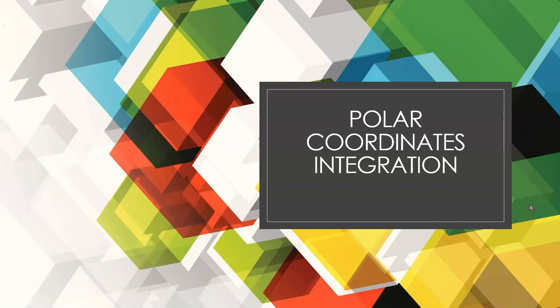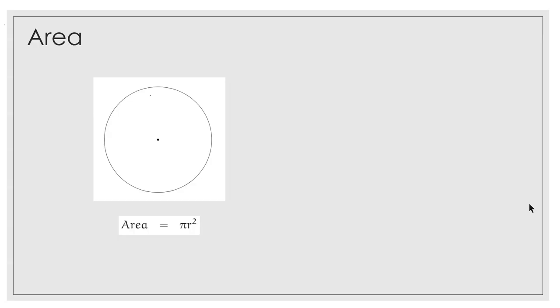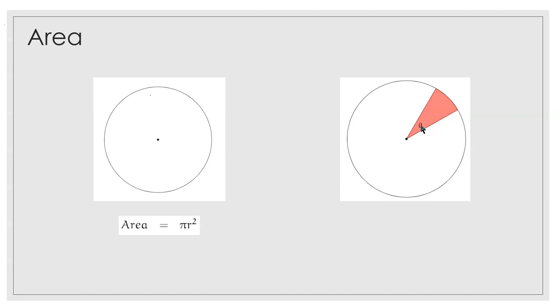Okay, so first let's do a little review. We have the area of a circle is pi r squared. If I want the area of a sector of the circle, well, this is the fraction theta over 2 pi. So we have that fraction of the area. So the area of a sector is theta over 2 pi times pi r squared, which simplifies to theta r squared over 2.